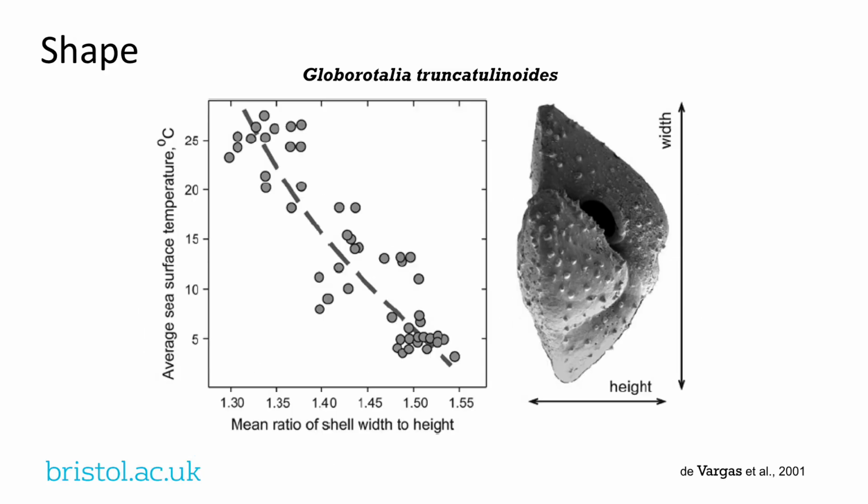We can also assess shape. This species, Globorotalia truncatulinoides, has a different shape depending on the temperature. So by looking at shape morphology, we can have an indication of temperature. For this species, colder temperatures cause a more lens-like shape, whereas in tropical regions, we see a more cone-like shape. So looking at the differences between the different types of shapes can give us an indication of the temperatures these organisms are growing in.